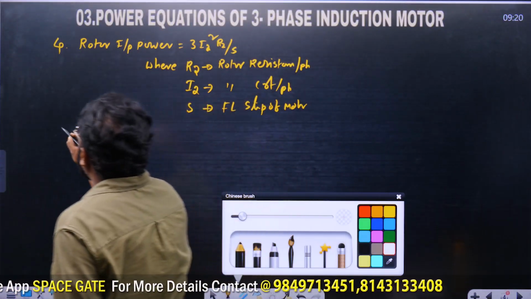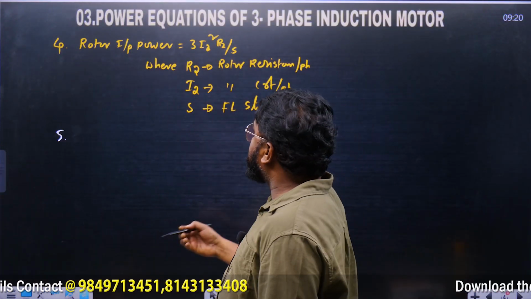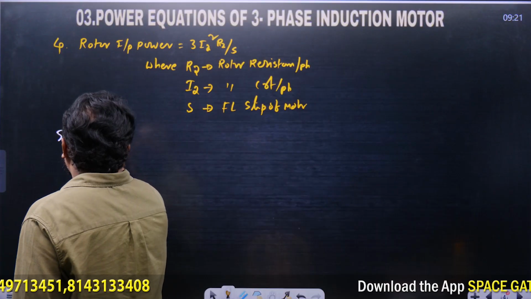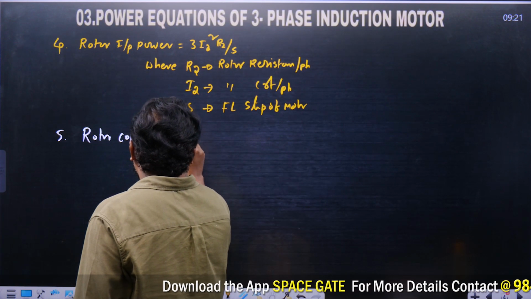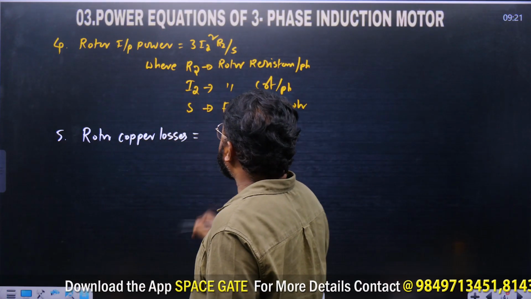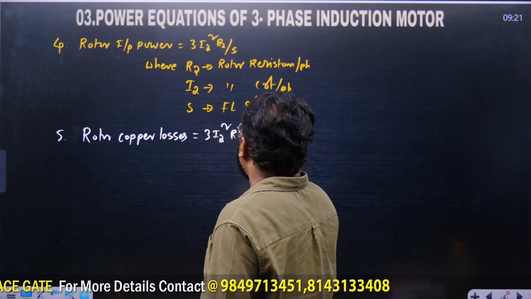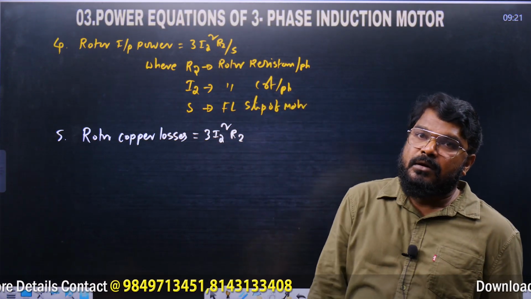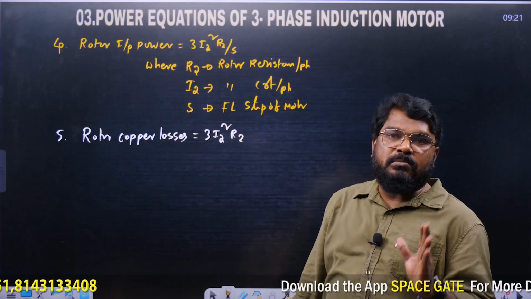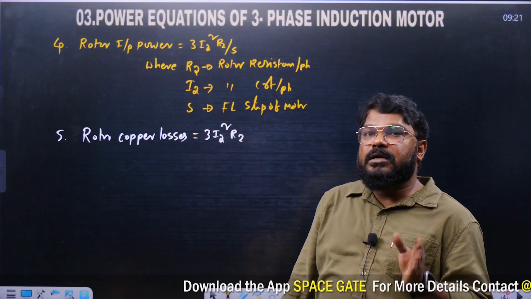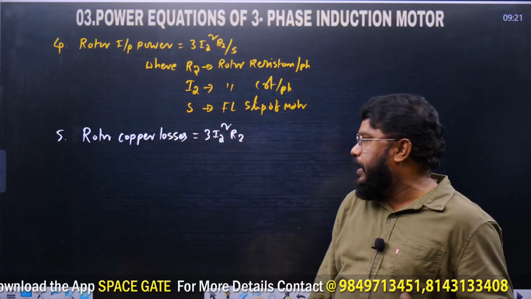And the fifth observation from the power equations is the rotor copper losses. The rotor copper losses are equal to 3 I2 square R2. Now, unless otherwise specially mentioned, the iron losses of the induction motor mean the stator iron losses only. Rotor iron losses are very small, so they are neglected.